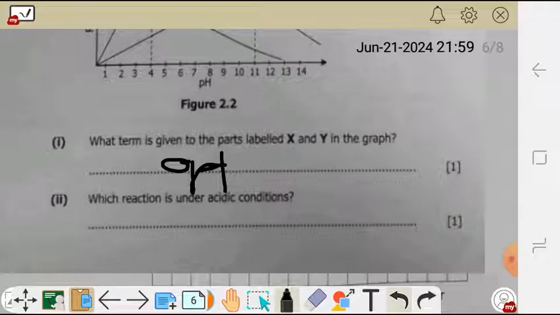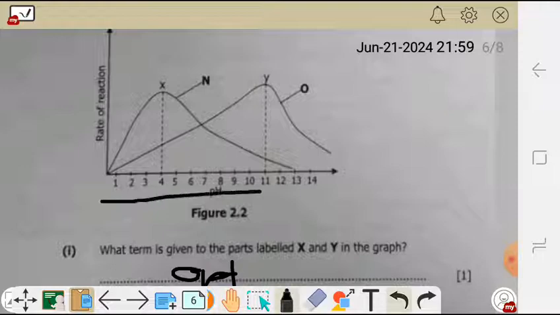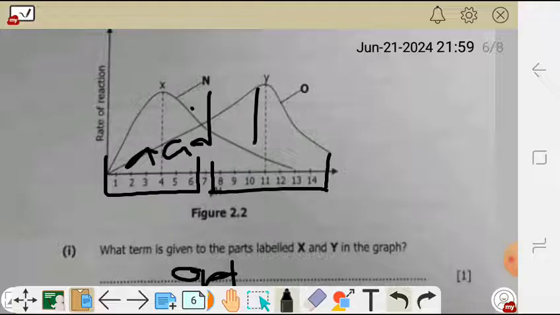Which reaction is under acidic condition? So we know the pH range, which is from 1 to 14. We have the acidic range and we also have the alkaline, which is the basic range. So the acid is from 1 to something less than 7. Okay, 7 is neutral, and then from there something above 7 to 14 is alkaline. So here it is acidic and here it is basic or alkaline.